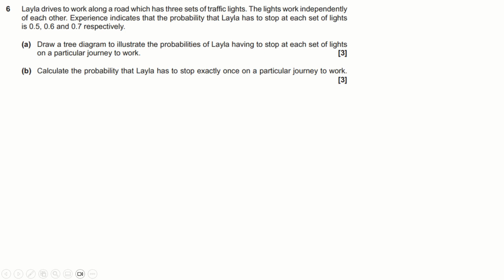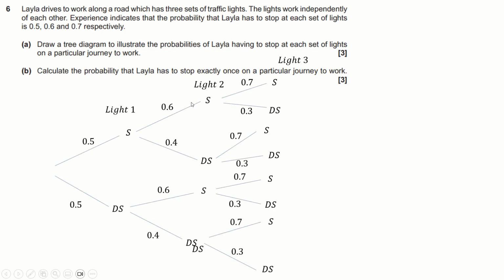Number 6 then, so draw a massive probability tree diagram. That's really annoying to do in PowerPoint, but there it is. It's 3 free marks, I guess. Calculate the probability that you should stop exactly once.